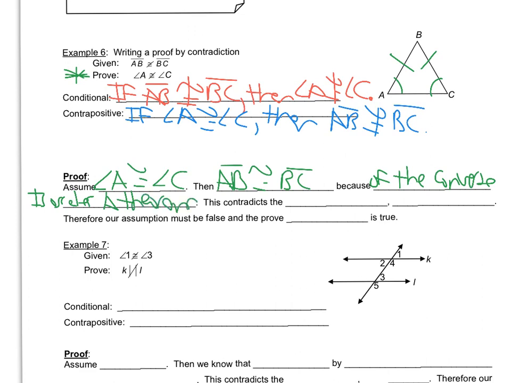Recall that the converse of the isosceles triangle theorem states if the angles of a triangle are congruent, then the sides opposite them are congruent. But this contradicts the given that segment AB is not congruent to segment BC. Therefore, our assumption is false and our proof that angle A is not congruent to angle C is true. Notice how writing our contrapositive helps us to write an indirect proof. Let's do the same thing for example number 7.